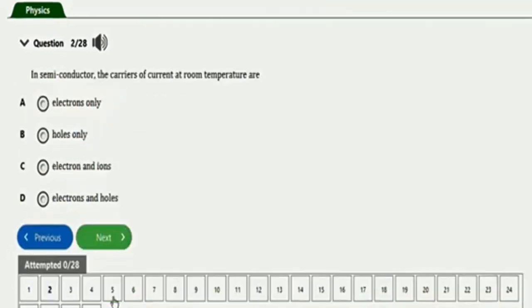So the next repeated question will be this one. It says in semiconductor the carriers of current at room temperature are, we have electrons only, holes only, electron and ions, electrons and holes. So guys, the right option to this question is option D, which is electrons and holes. Very important guys, take note of these particular questions. The electrons are the negative charges, where the holes are the positive ones.